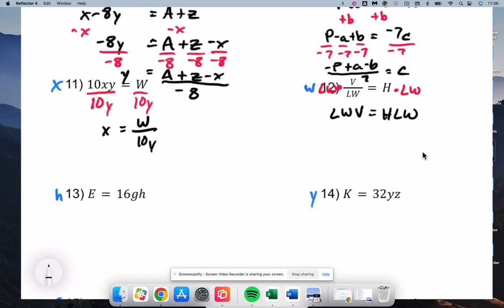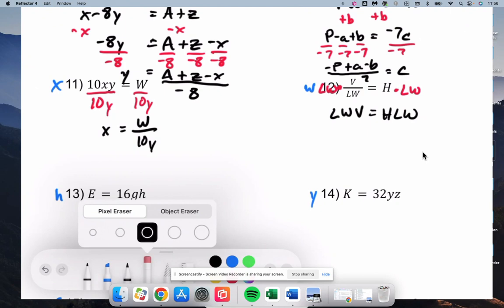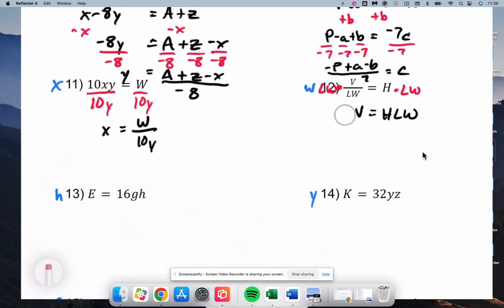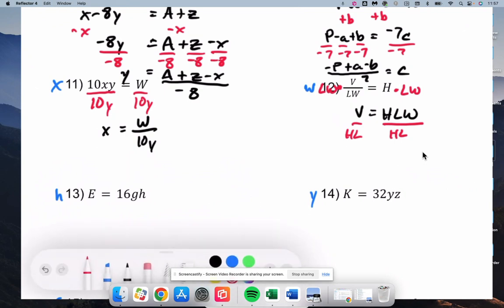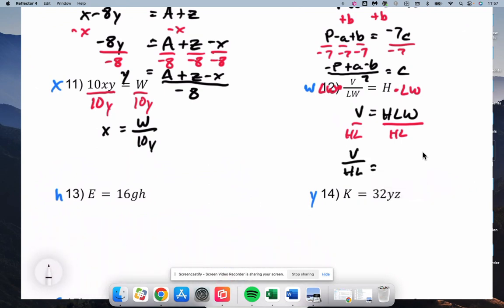Just thinking through this a moment, no, on the left we do not end up with that. We end up with the LWs cancel each other out, they divide out, so we are just left with V is equal to HLW. Then we need to get W by itself, so we need to divide both sides by HL. And so we end up with V over HL is equal to W.